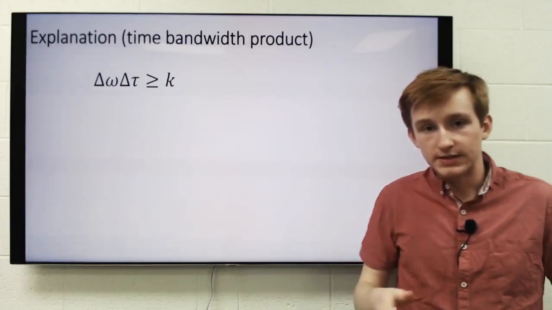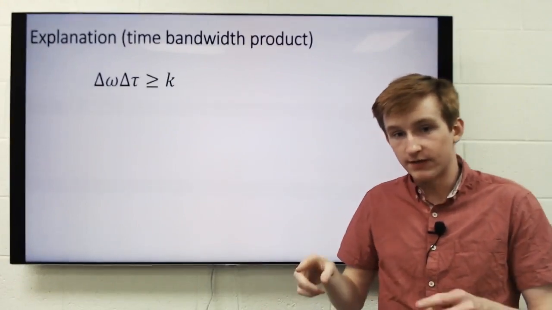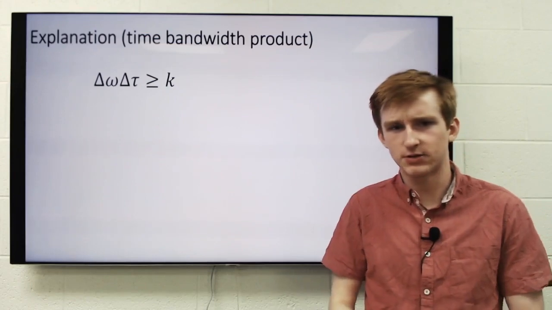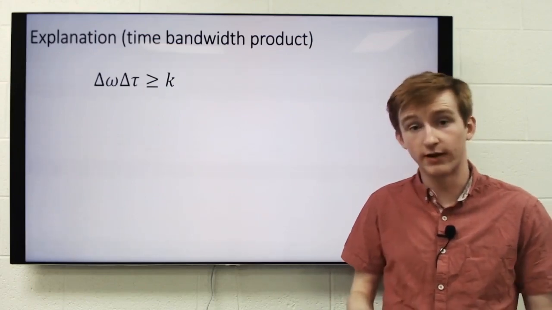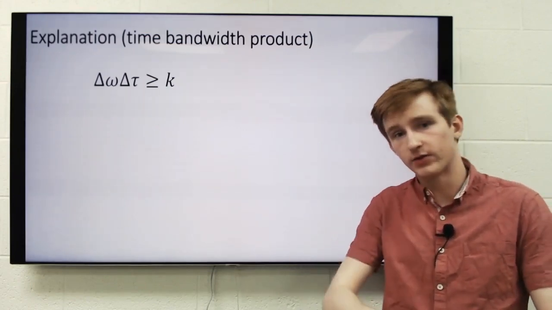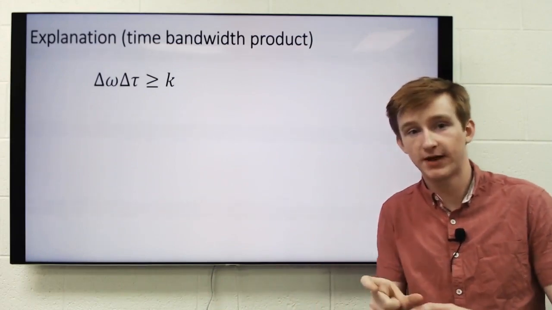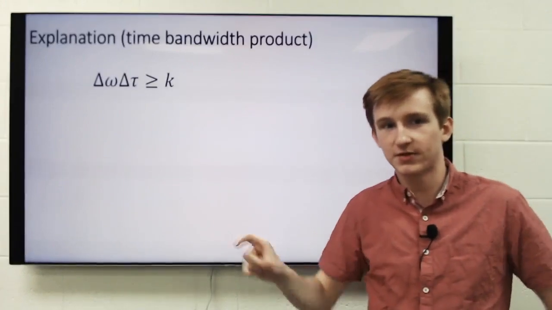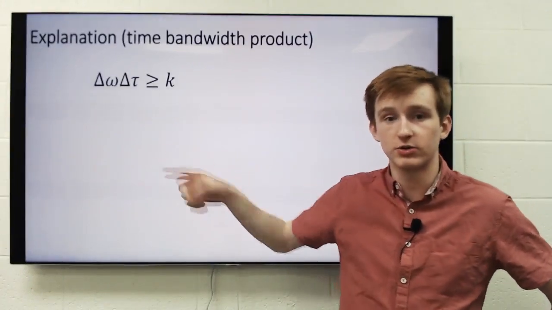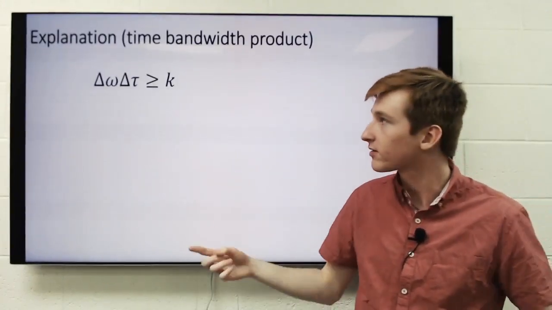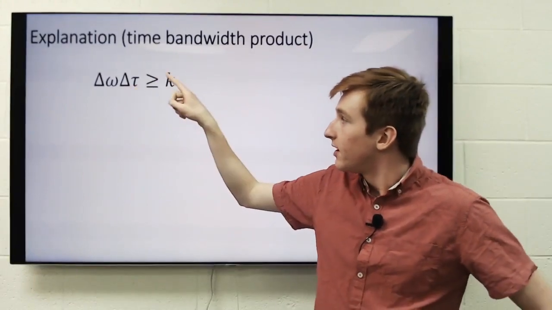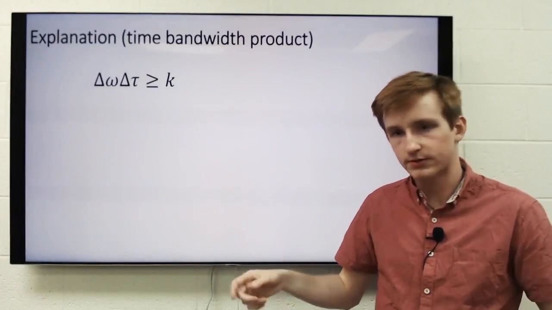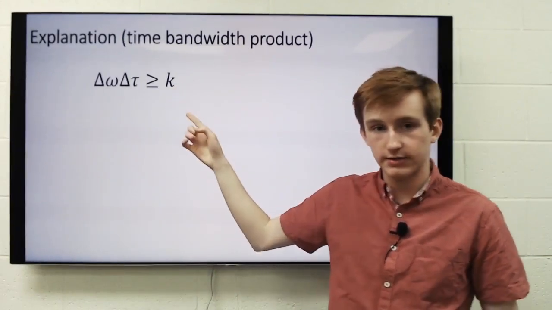Delta omega is the full width half max of the intensity spectrum in angular frequency. So when we've been talking about the intensity spectrum so far, we've been talking in wavelength. But you can convert wavelength over to angular frequency and take the full width half max, and that's delta omega. So most of the time we've been talking about delta lambda. This is delta omega, which you can just calculate from the wavelength. Delta tau is the pulse duration in time. So how wide is the pulse, right? And then k is just a constant.